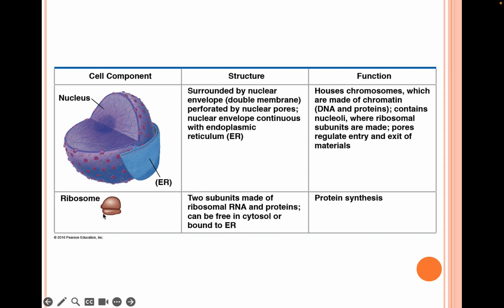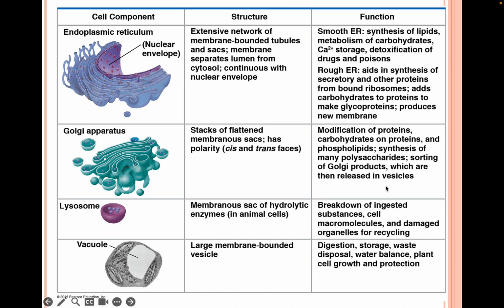All right, we also have ribosomes. They're made up of two subunits of ribosomal RNA and proteins, and they can be free in the cytoplasm or bound to the endoplasmic reticulum. Ribosomes are the site or the location of protein synthesis, where proteins get made.